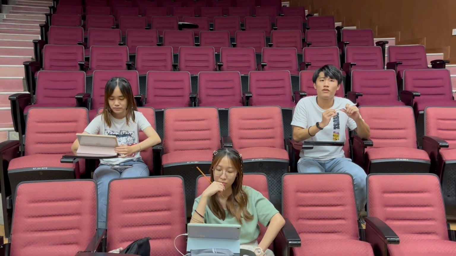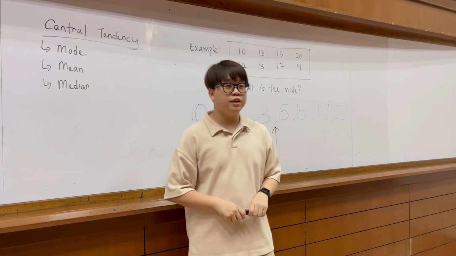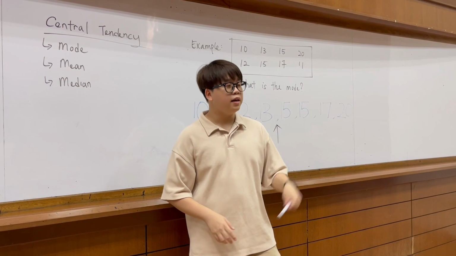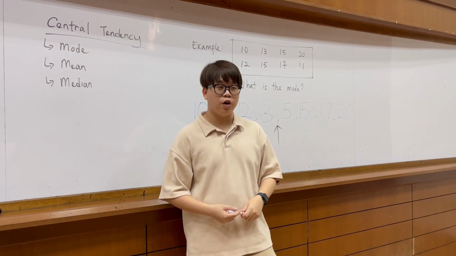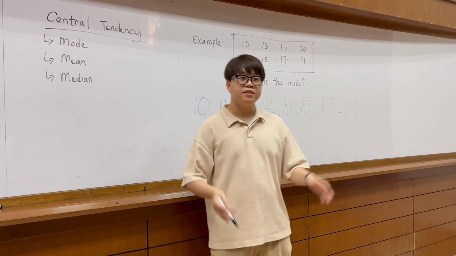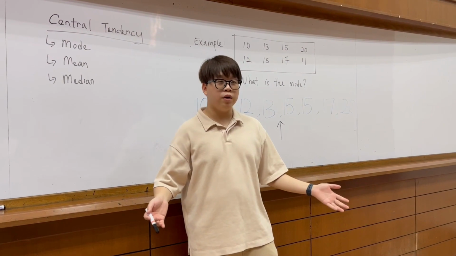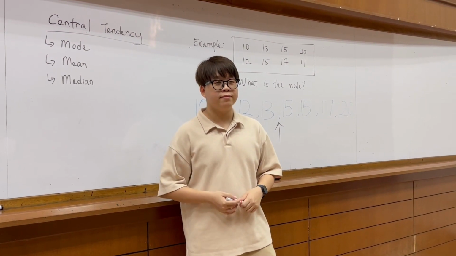Teacher, is the mean always the best measure for the central tendency? No, while the mean is a commonly used measure of central tendency, it may not always be the best choice. For example, if there are outliers in the data, the mean may be heavily influenced by them, and the median or mode may be more appropriate.